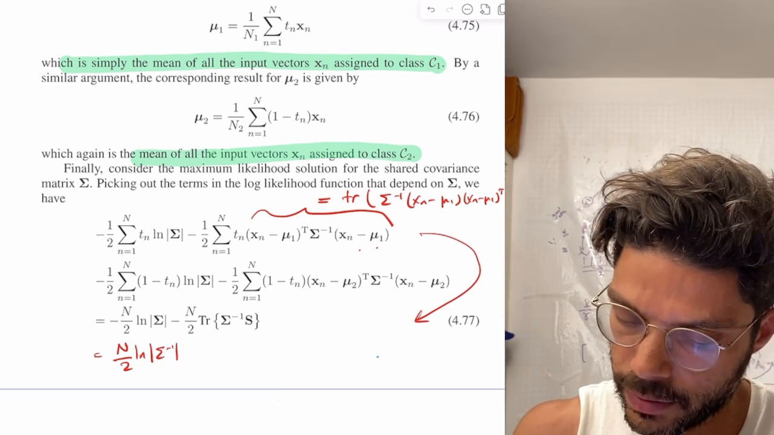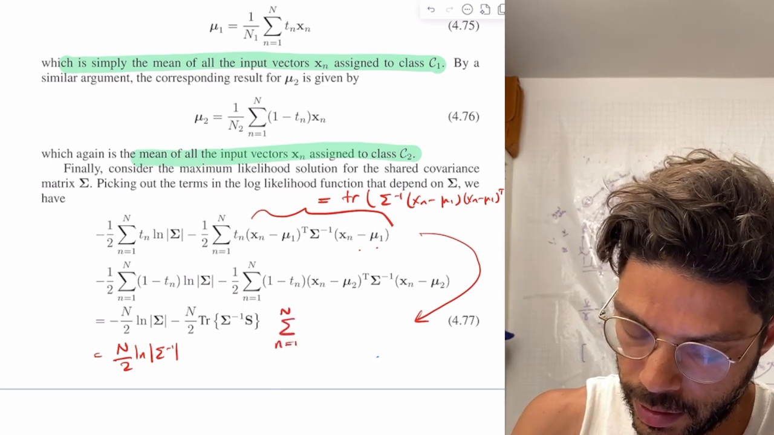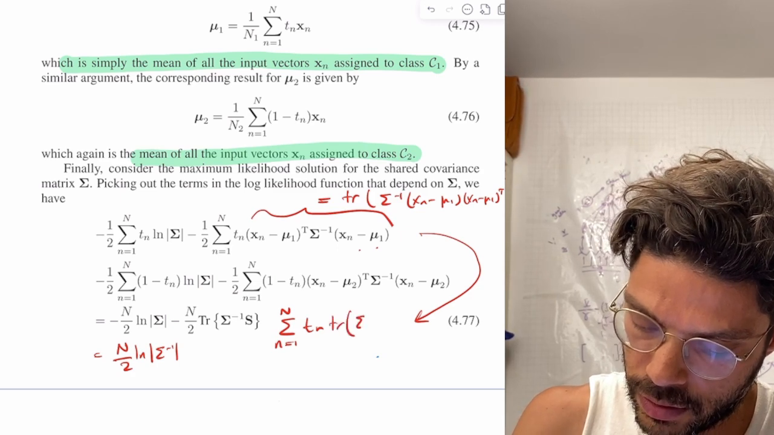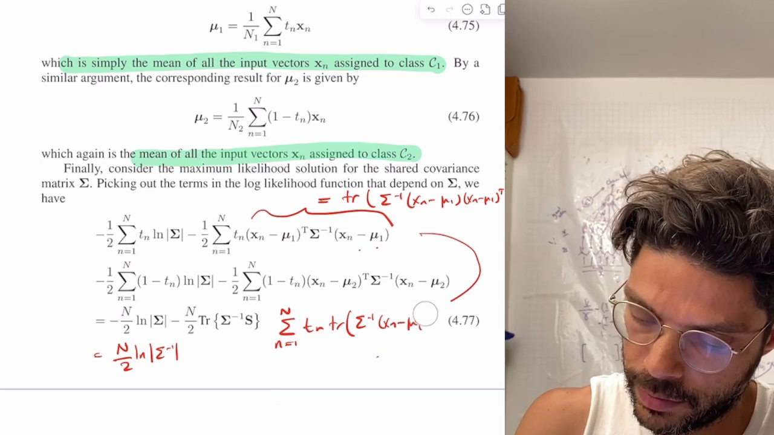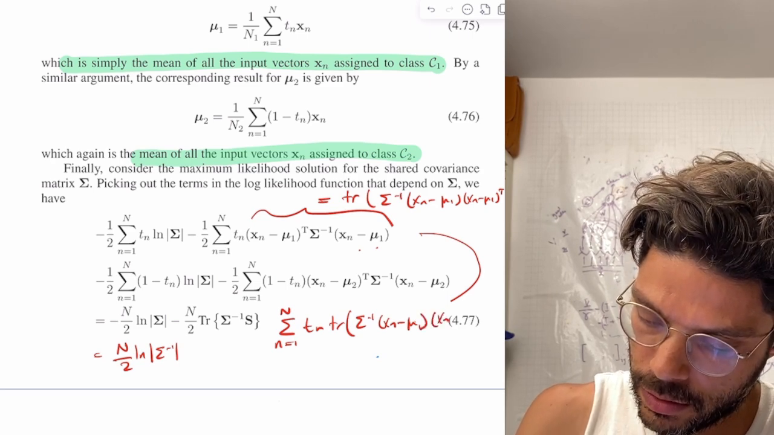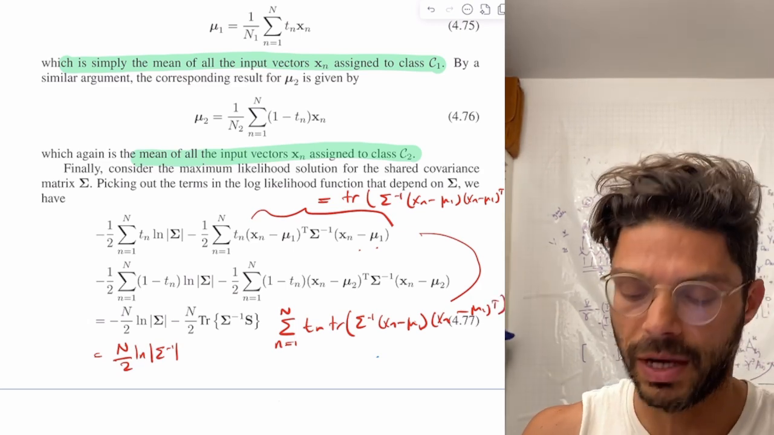Okay, so we've got the sum from n equals 1 to N of t_n times the trace of sigma^-1 (x_n minus mu_1)(x_n minus mu_1) transpose. Right, so we can just bring everything inside the trace.